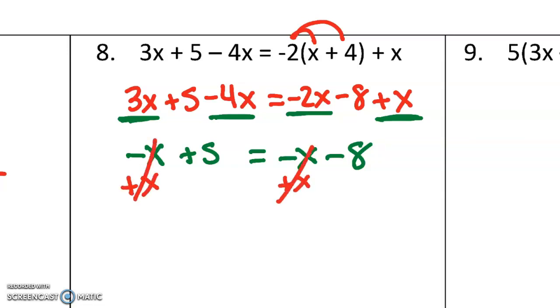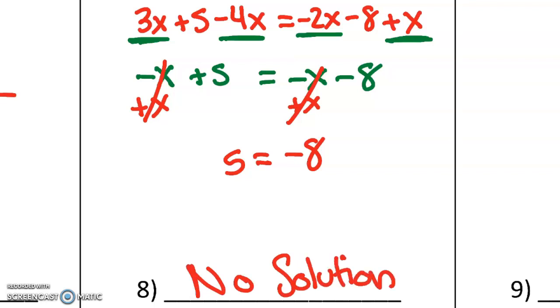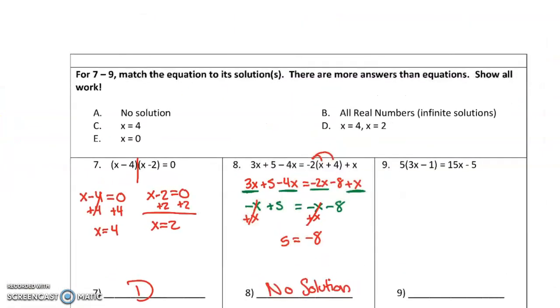When I do that, my x's cancel out and I get really scared. It's okay. I get 5 equals negative 8. And I ask you, is that true or false? You should know that this is false. And if it is not true, then there is no solution. This was like somebody telling you something false. There was no solution to it.